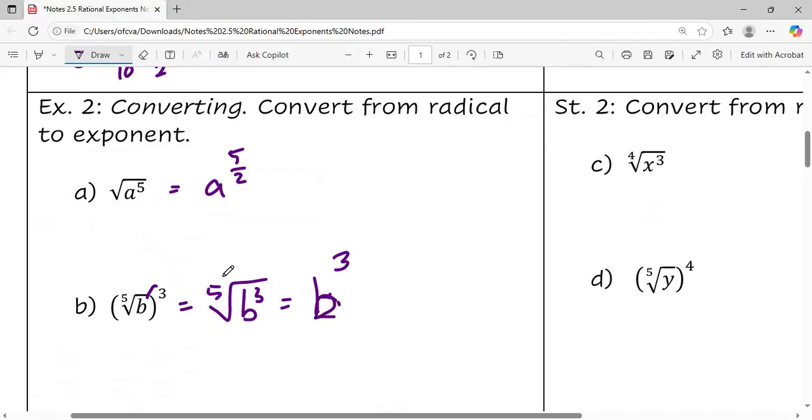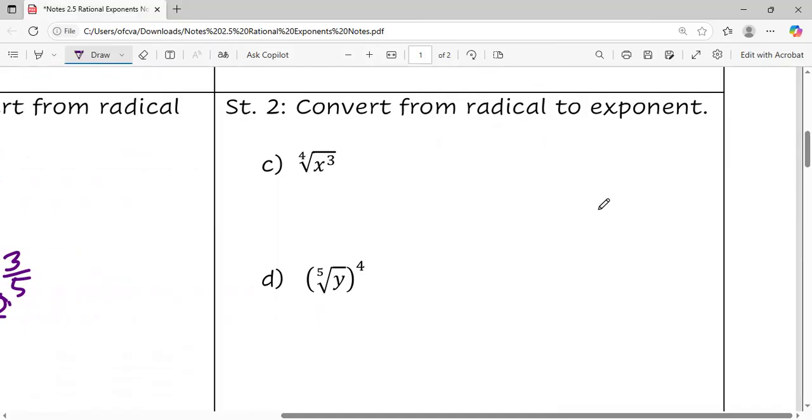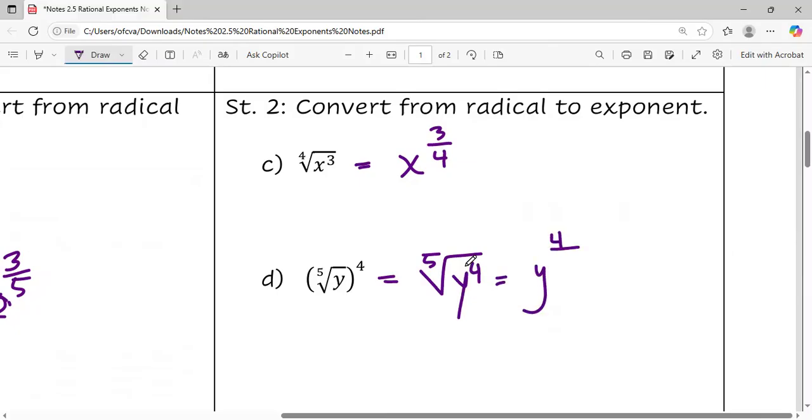So it's b to the 3/5. All right, very simple, very easy. It's going to get a little more difficult, so don't hang your hat just yet. This becomes x to the 3/4. This is the same as the 5th root of y to the 4th, so it becomes y to the 4/5.